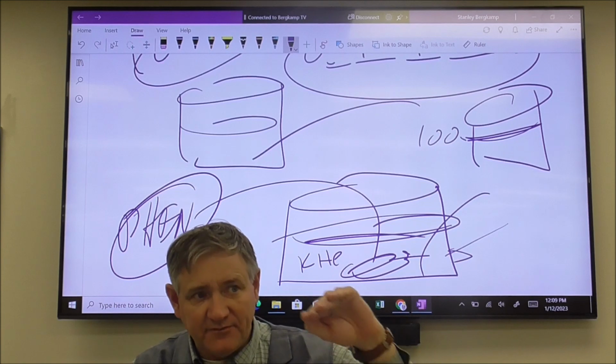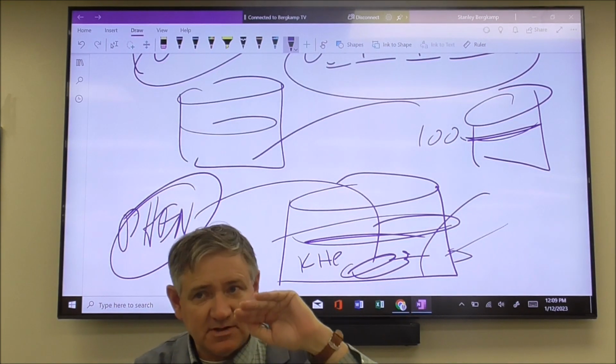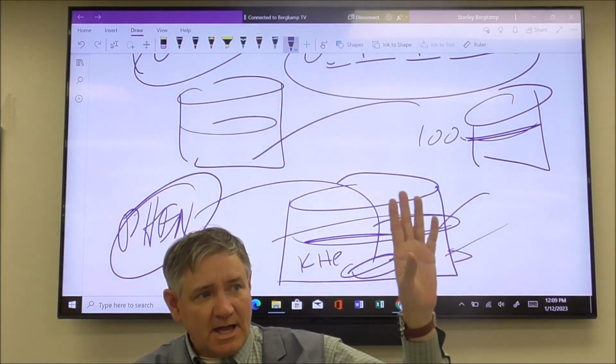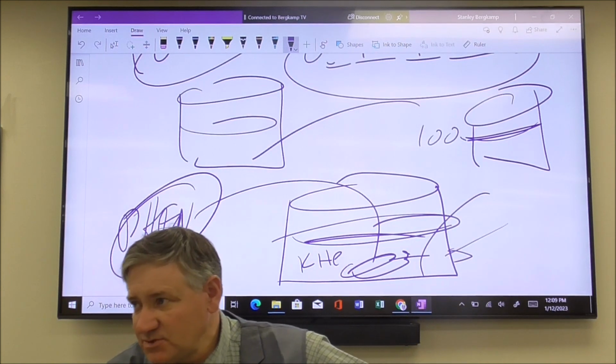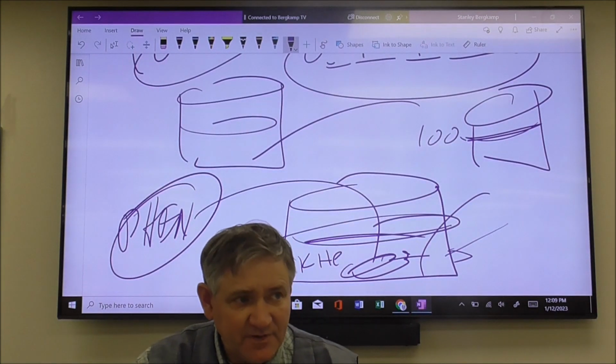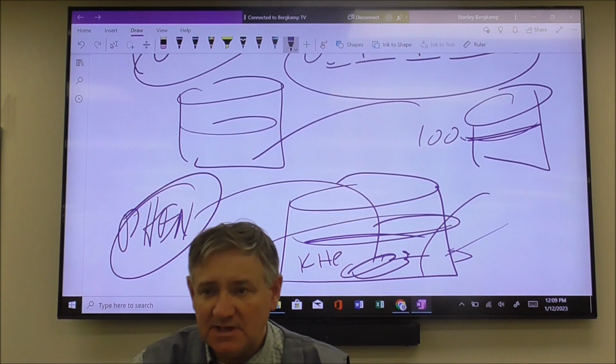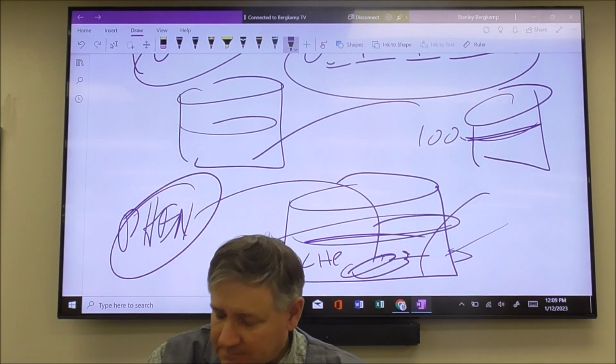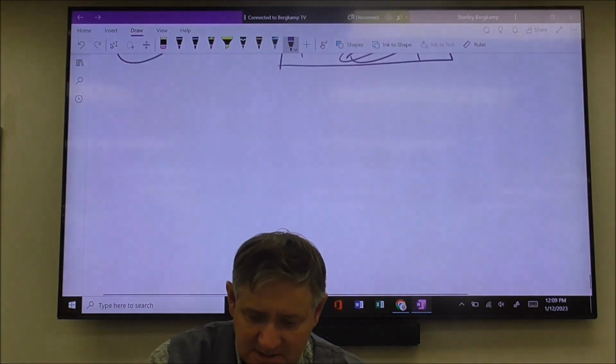Even after you add that phenolphthalein, it should be clear. If it turns magenta, that means you have some residual base in that beaker, and that's bad. So when you add that phenolphthalein to the solution of KHP, that should be completely clear. So what's going to happen is this.